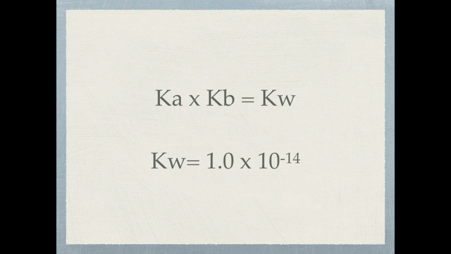Kw comes from the equilibrium reaction for the autoionization of water, so the fact that water actually can act as an acid and a base. And so at 25 degrees Celsius, your Kw will be 1.0 times 10 to the negative 14th. Keep in mind, all bets are off if you're not at 25 degrees Celsius, and we'll talk about that. But if we're at 25 degrees Celsius, since we know our Kw, if we know our Ka, we can figure out our Kb. And if we know our Kb, we can figure out our Ka.